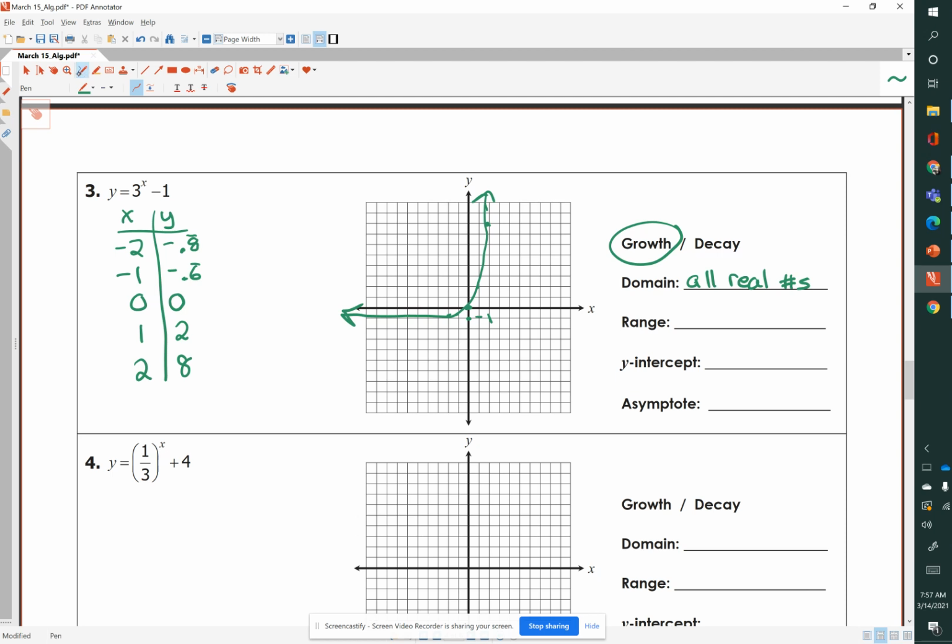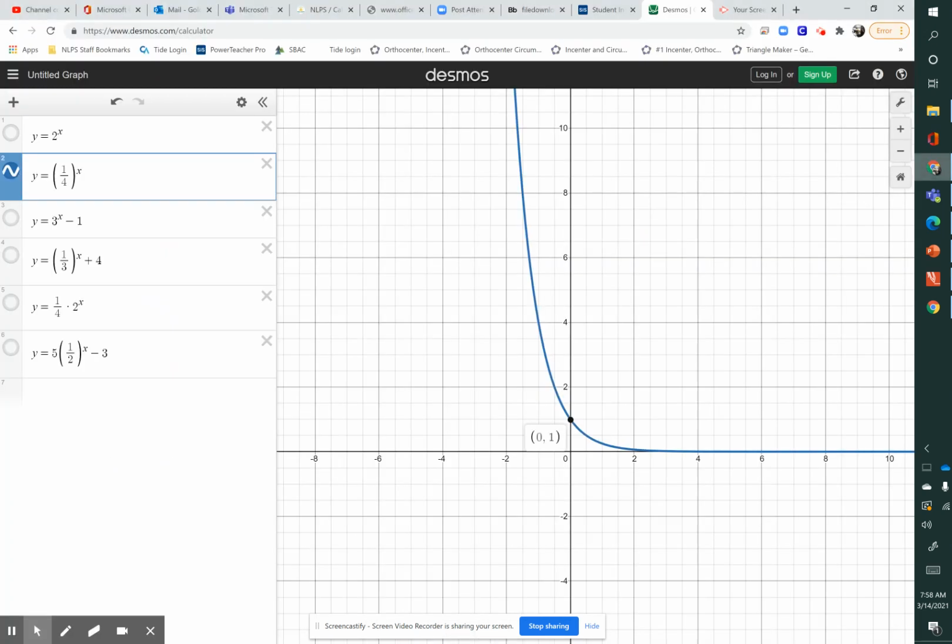So I'm going to use another color to kind of show you that. So the graph will never cross y equals -1. So we can say that the range is y is greater than -1. Now, the y-intercept is the origin, 0, 0, and the asymptote is then that y equals -1, which I drew in orange. So let's take a look at this graph on Desmos, and there it is.